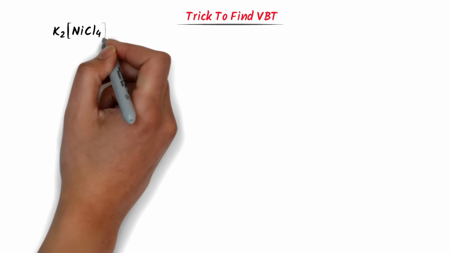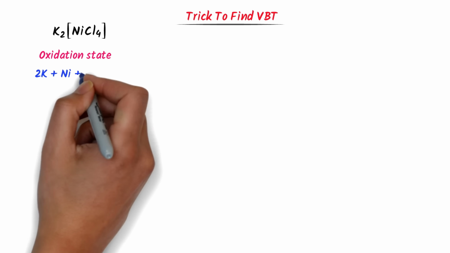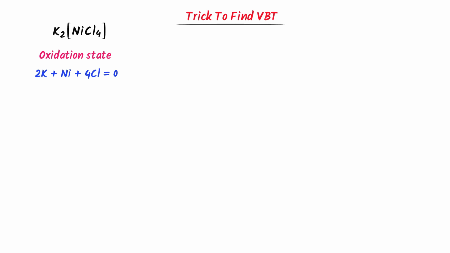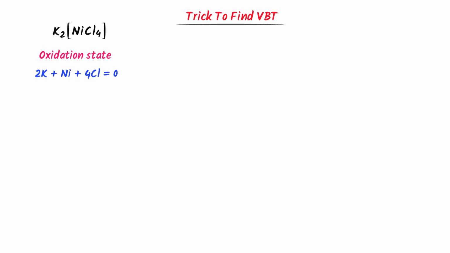Consider this complex compound. We know that here nickel is the central atom. Firstly, I find the oxidation number of the central atom. I write 2K plus nickel plus 4 chlorine is equal to 0, because the overall charge on this compound is 0. We know that the oxidation state of potassium is positive 1 and that of chlorine is negative 1. I write 2 into positive 1 plus nickel plus 4 into negative 1 equals 0. After calculation, I get nickel is equal to 2. So the oxidation state of nickel is 2.